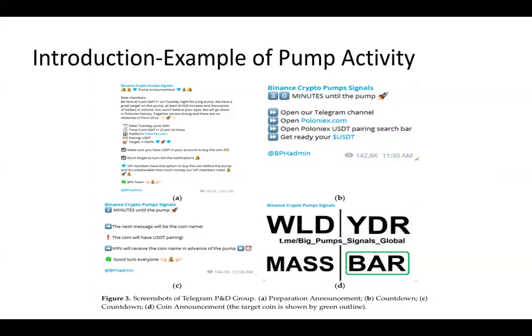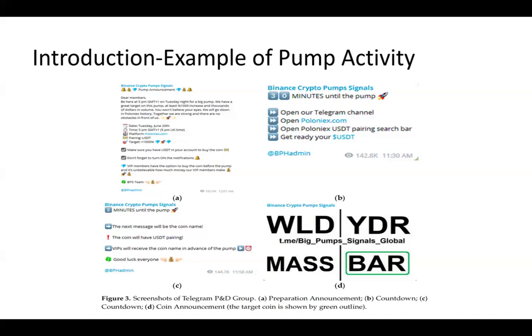They started by sending messages in the Telegram group, with the first message usually containing details about the date, time, exchange, pairing, and expected return. After this announcement, they sent a message highlighting their previous pumps and the profits members had gained to encourage participation in the events. They also provided some instructions on how to buy and sell coins on the specific exchange.